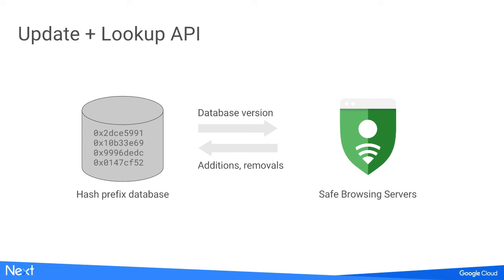So that looks like something like this. We have the hash prefix database stored locally. The database version is sent back to Safe Browsing, and any additions or removals are sent back to the Safe Browsing local version of the database. And you saw that when we went through the demo: the database was stale, and then the database was healthy. And then it was pulling down updates to make sure it had the latest versions of them.